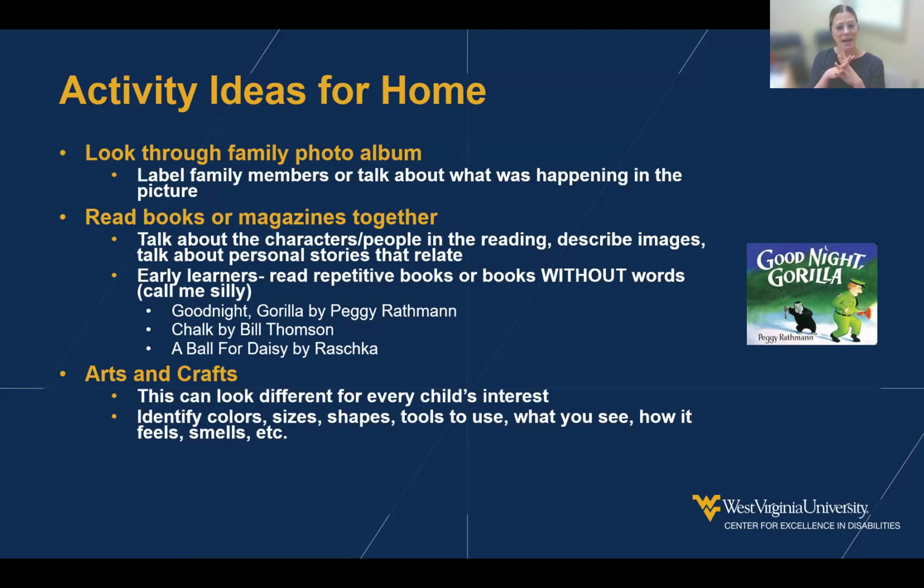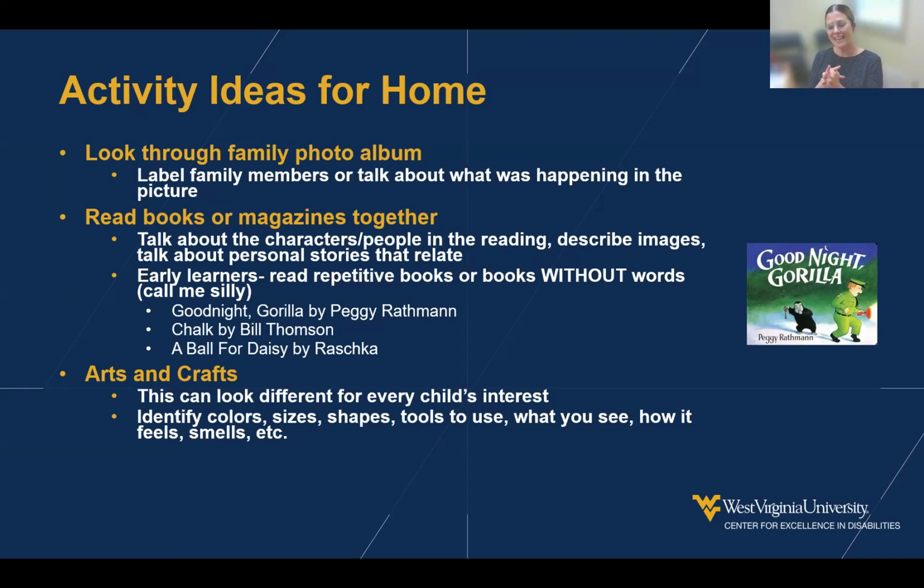The next one is read books or magazines together. Again, magazines are kind of on their way out, but books are fantastic. So you can talk about the characters or the people that you're reading about. You can talk about the color of their clothes. You can talk about if they have long hair or short hair. You can talk about the color of their eyes. You can talk about where they are in the story, like locations or places in that category folder. You can describe the images, or you can even, if we're further along in our story with reading and literacy, talk about personal stories that relate to it.